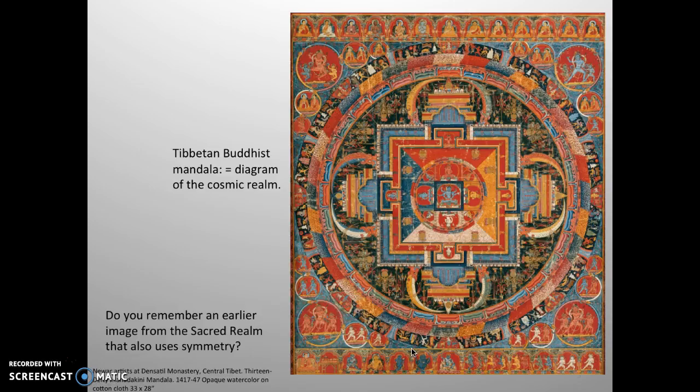This has true symmetrical balance. So one side to the other really mirrors each side in this mandala. And for this, it was something of the cosmic realm, so perfect or pure symmetry is something that was essential for communicating the spiritual ideas here. And maybe you remember another piece from the sacred realm earlier that has symmetrical balance. We'll take a look at that in a moment.